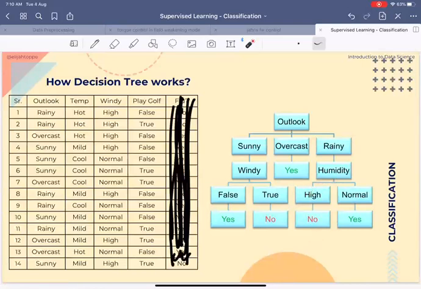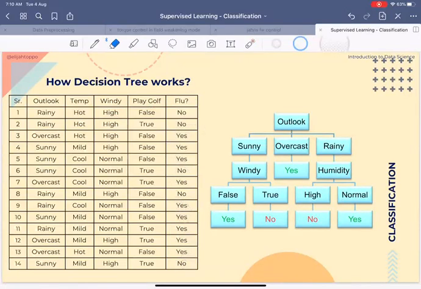Okay. So let's look at some data and see if this matches rightly or not. If you're looking at this first one, we're looking for outlook rainy. So we follow this path. Then we look for humidity. So here, humidity is missing, right? Okay. I think I understand what's happening here. The labels are wrong. So let's rewrite the labels.